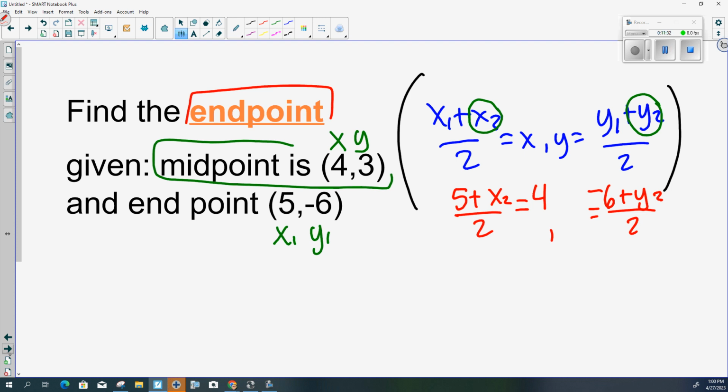I think I just did something wrong. Oh, no, I didn't. 3. I don't know why I just put those there. That makes it look funny. Okay, these are 2 different equations. This is the great divide.